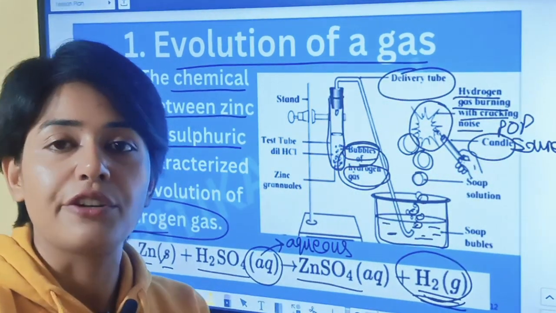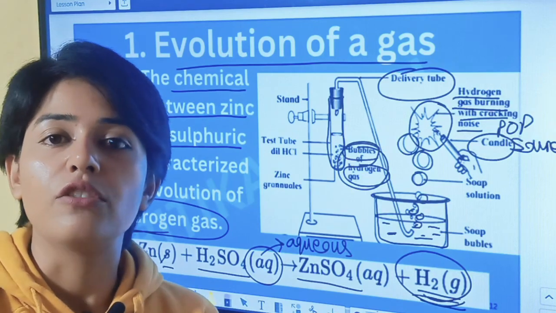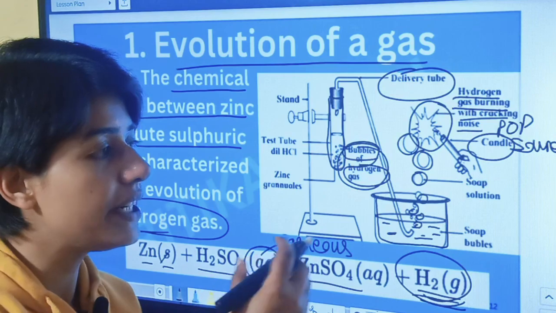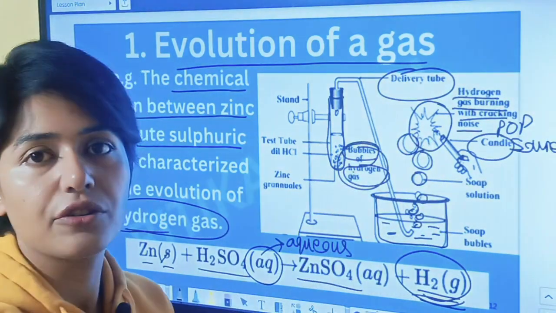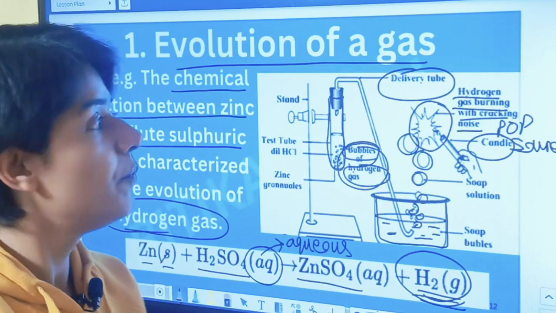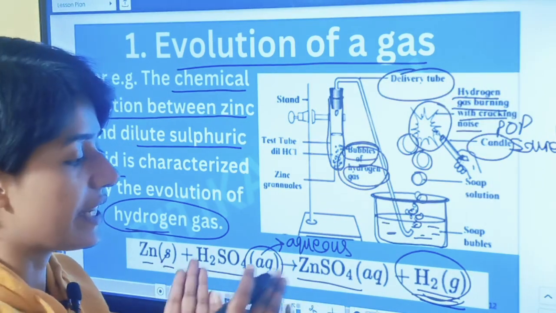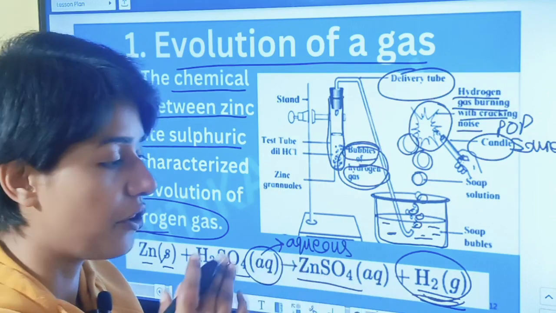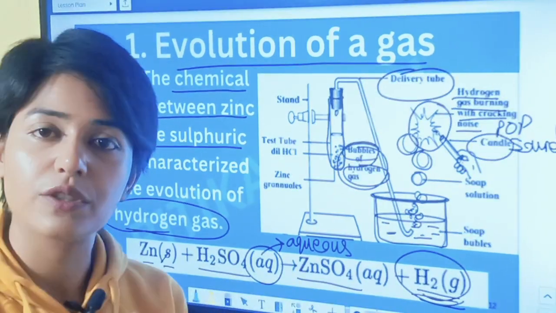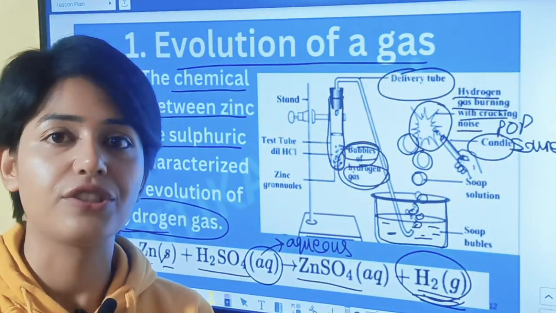When hydrogen gas bubbles burst with a popping sound, then it is confirmatory that the releasing gas is hydrogen gas. So it is the test for hydrogen gas detection. The diagram, I hope it is clear to all of you. It is an equation. We show that zinc reacts with sulfuric acid to form zinc sulfate plus hydrogen. Here S indicates the solid state, AQ indicates the aqueous. Aqueous means dissolving in water, and G indicates the gaseous state of hydrogen gas.